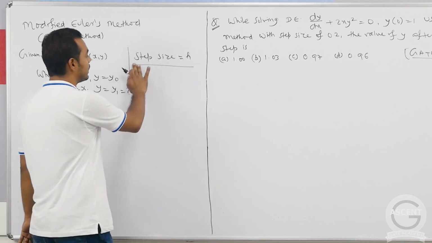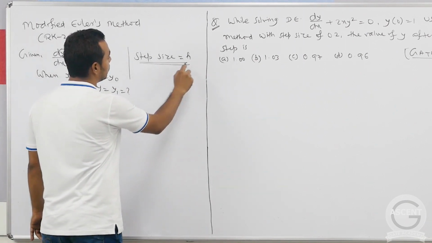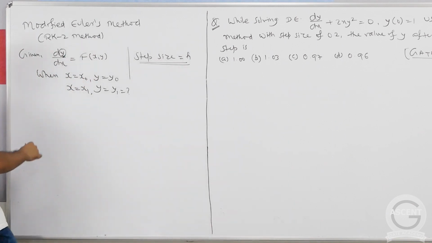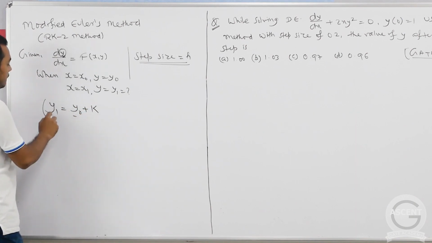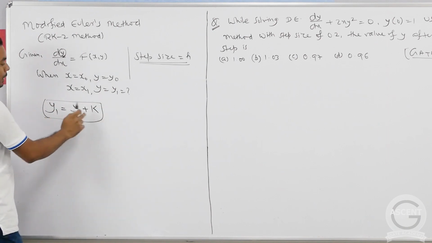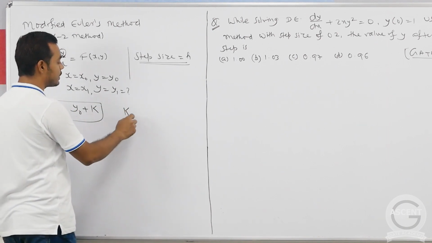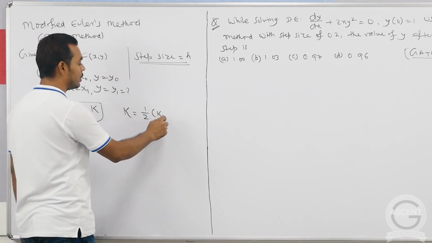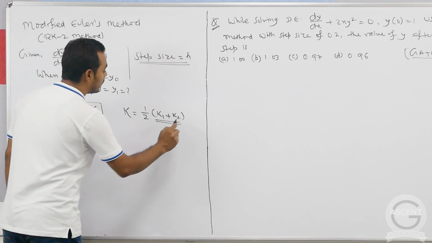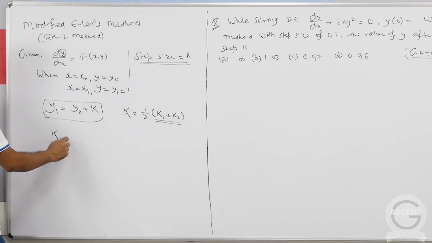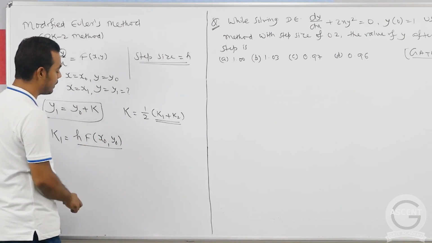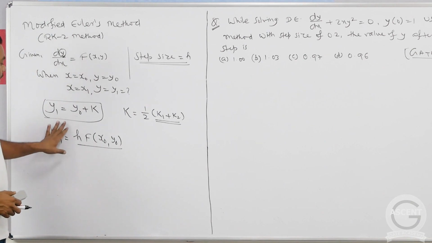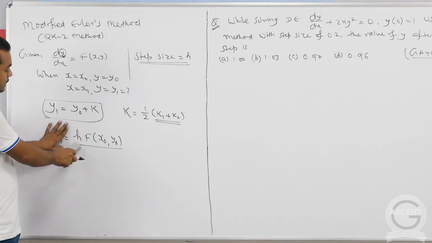So this we need to calculate. In the problem, the step size will be given. The step size that is given to us is h. In modified Euler's method, the formula to calculate y1 will be y naught plus k. And this k is nothing but half of k1 plus k2. The formula to calculate k1 is h into f of x naught y naught. This is the same as Euler's method.